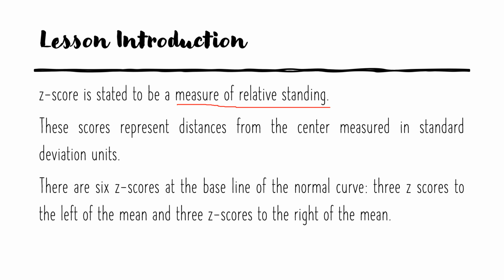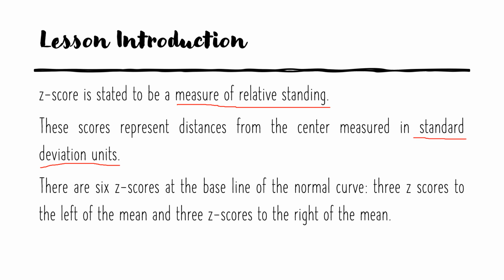Next statement is that these scores represent distances from the center measured in standard deviation units. We said in our last video lesson that your standard deviation will define the width of your normal curve, meaning it represents the differences between your scores under your normal curve. It defines the width of the normal curve.